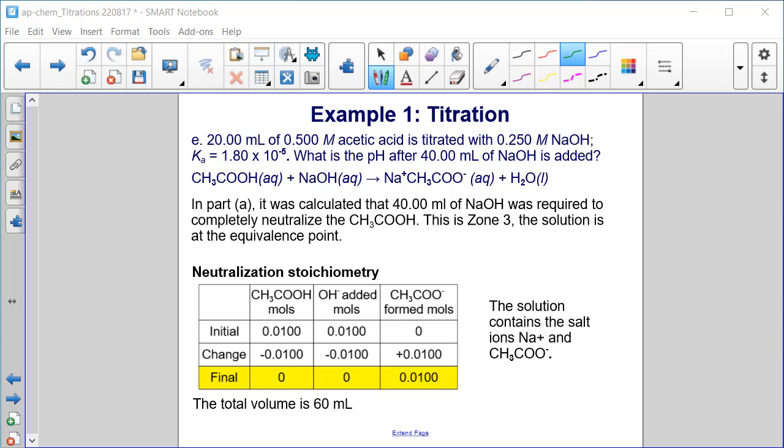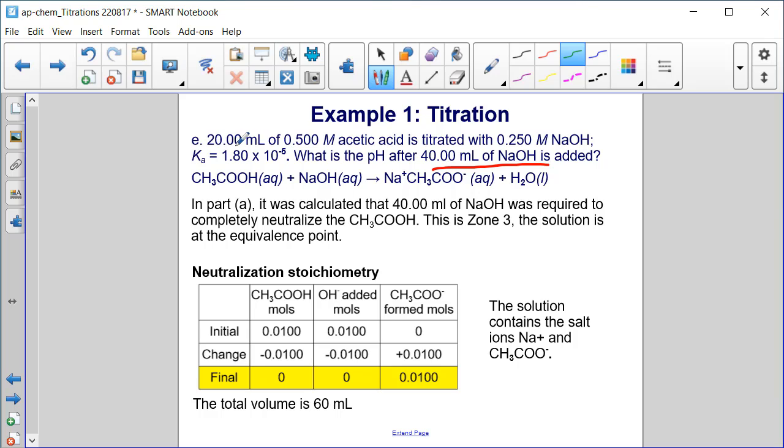All right, so now finally in part E, what is the pH after 40 milliliters of NaOH is added? So in part A, we did the work of calculating that 40 milliliters of NaOH was required to completely neutralize the acetic acid. So that means this is zone 3, the solution at the equivalence point. So take a look at what happens here.